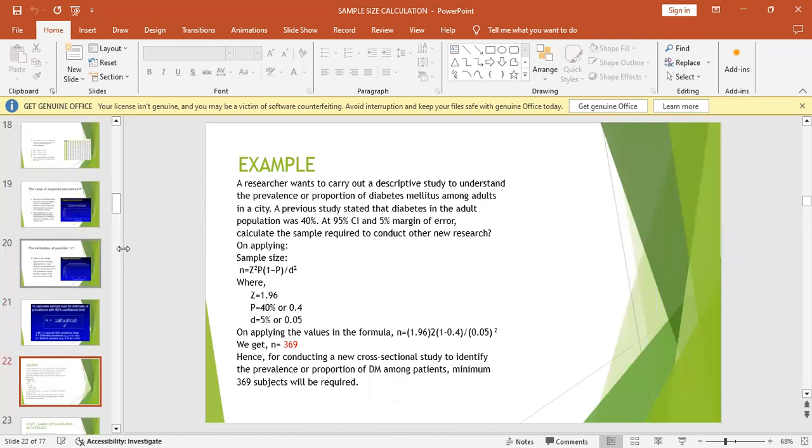Now, this is the example to clarify this equation. A researcher wants to carry out a descriptive study to understand the prevalence of diabetes mellitus among adults in the city. A previous study stated that the diabetes in the adult population was 40%. At 95% confidence interval and 5% margin of error, calculate the sample size required to conduct the new research. On applying, we put all these values in the equation where z at 95% confidence level is 1.96, p is equal to 40%, that is prevalence, and d precision is 5% or 0.05. If we put all these values in this equation, the sample size will be 369.